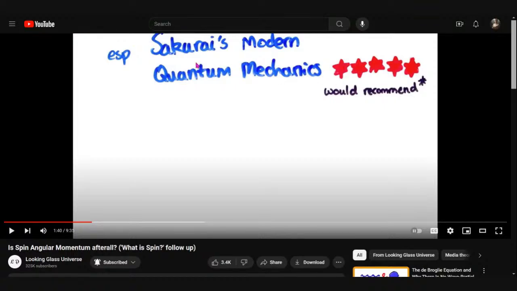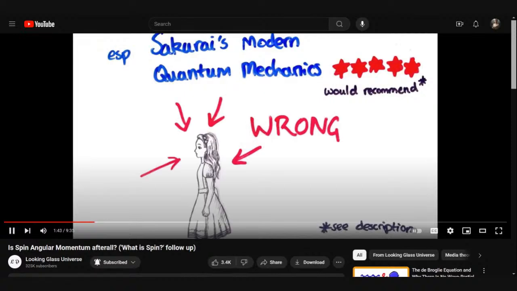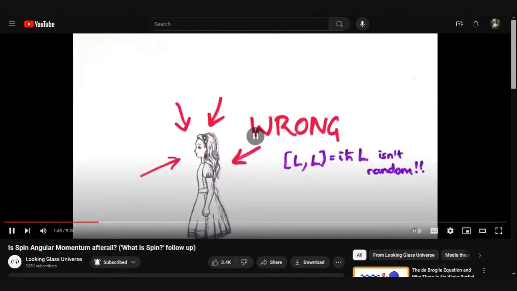Especially Sakurai's modern quantum mechanics. Of both these arguments, there is a very good reason that suggests that this equation defines angular momentum. I'll explain why in the next couple of videos.